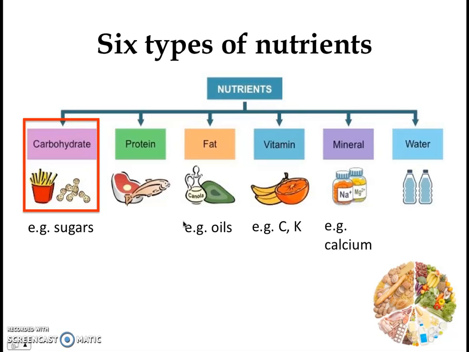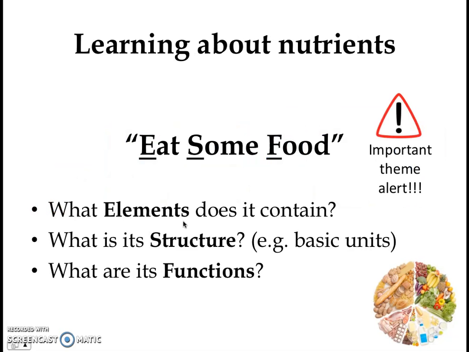Now when we're learning about nutrients, we need to think about several important questions. So for the rest of this lecture series, whenever you talk about a certain nutrient, you need to think about what chemical elements does it contain, right? What is its structure? How it makes up the nutrients? What kind of different types of forms does it come in? And importantly, what are its functions in the body? So notice the important theme alert: structure and function.